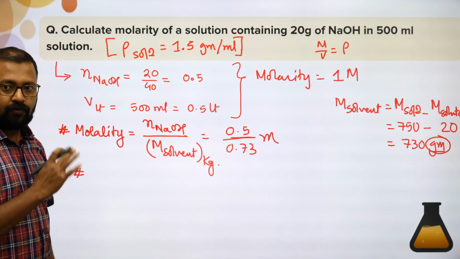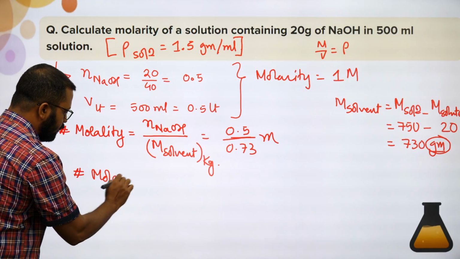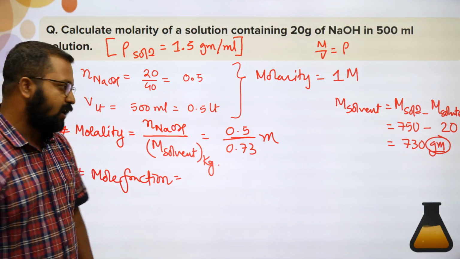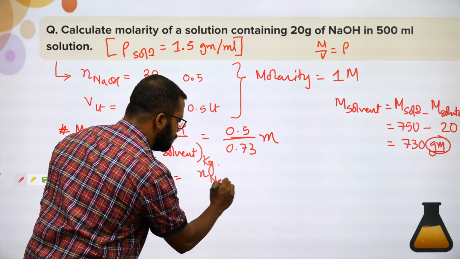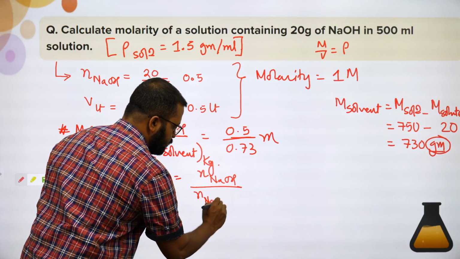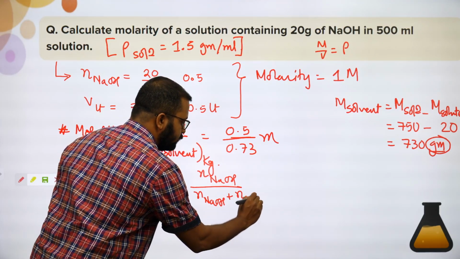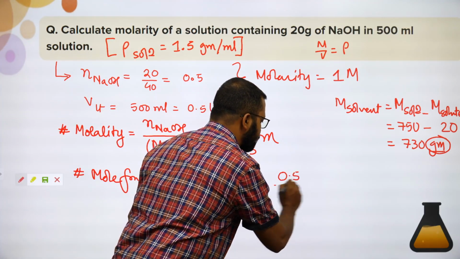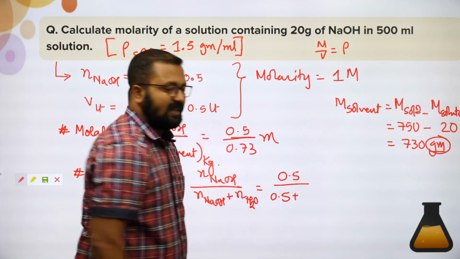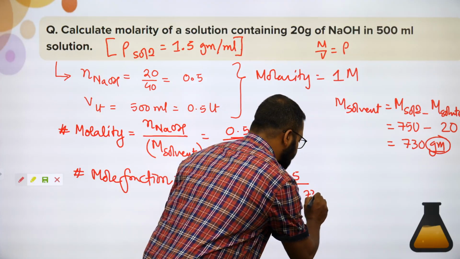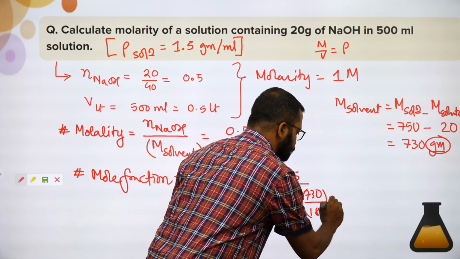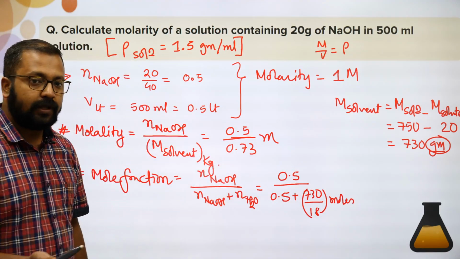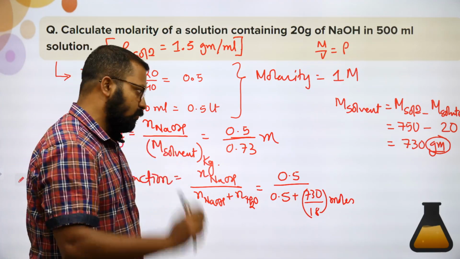Furthermore, if I want to calculate mole fraction, how would I calculate mole fraction? I need number of moles of NaOH by number of moles of NaOH plus number of moles of water. Okay, I need both of them. Number of moles of NaOH is 0.5. And 730 grams of water would be equal to 730 by 18 moles. Whatever answer you get over here will give you the mole fraction of NaOH. Mole fraction of water would be 1 minus this value.